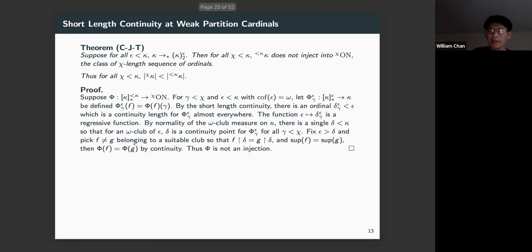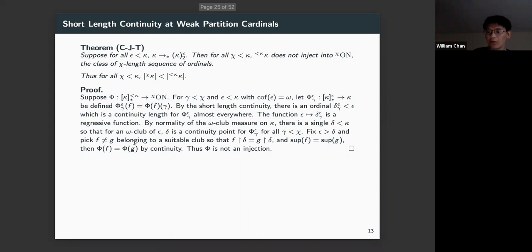Now, applying the short length continuity result to these functions, we know that there is an ordinal delta epsilon gamma, which is strictly less than epsilon, which serves as a continuity length for phi epsilon gamma, at least almost everywhere.